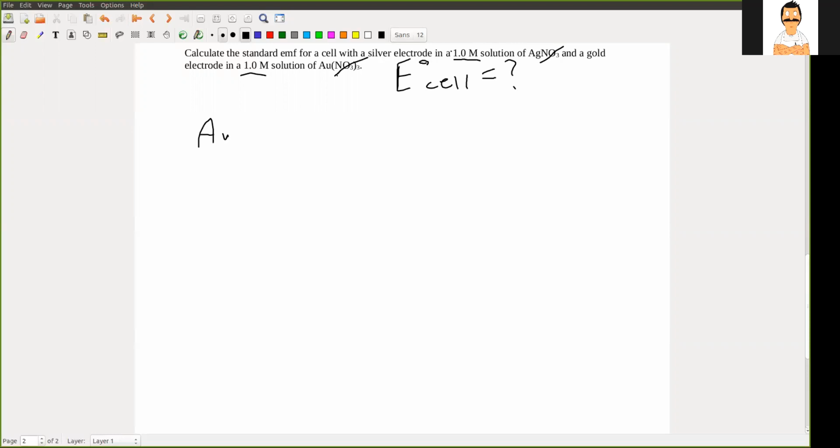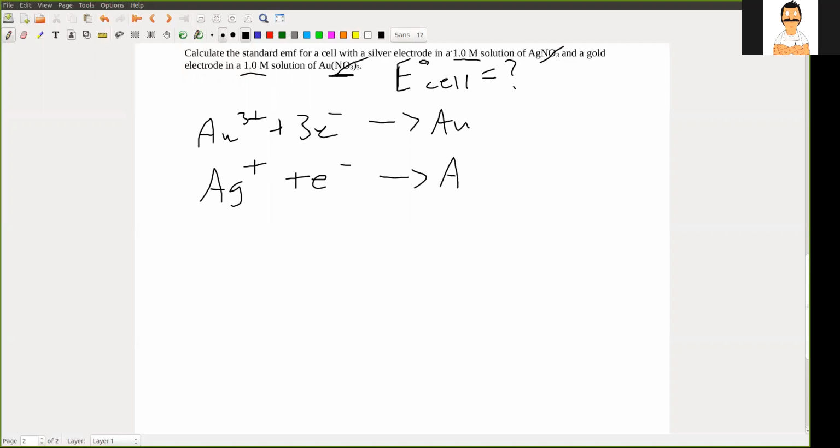So it would be Au3+ plus 3 electrons yields Au. We know this is Au3+ because the nitrate ion is a -1, and there are 3 of them attached to that gold. So when the nitrate dissociates from the gold, you end up with gold 3+. Okay? And similarly, we have Ag+ plus 1 electron yields Ag.